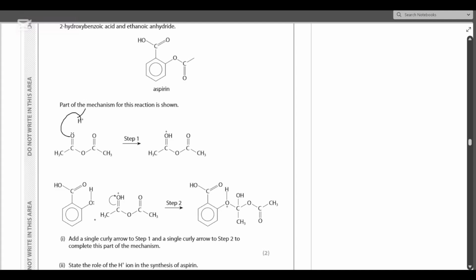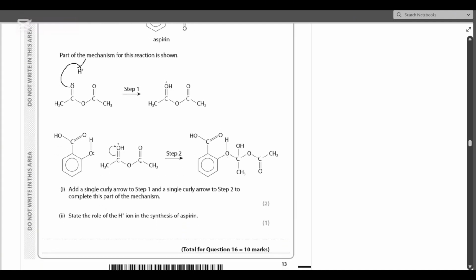And then next on, the thing that's going to happen in step 2 is that, as you can see very clearly, the lone pair of electrons right here, since one of the bonds is going to break by allowing the electrons to get shifted to O here, these electrons are going to get donated and they are going to basically neutralize this bond. So eventually these are the two single arrows that we must add correctly in step 1 and step 2.